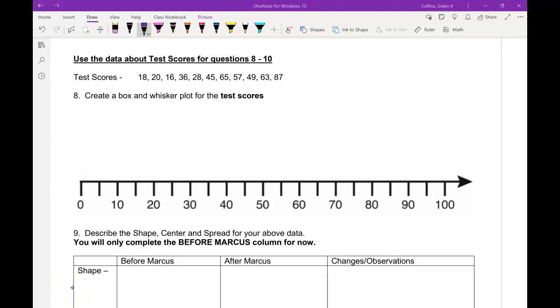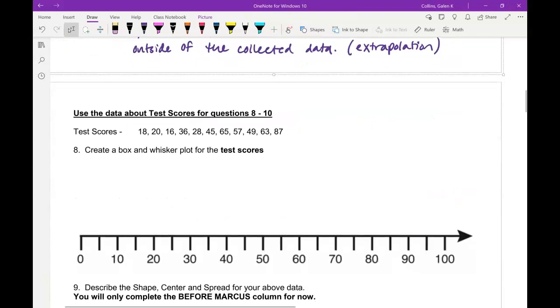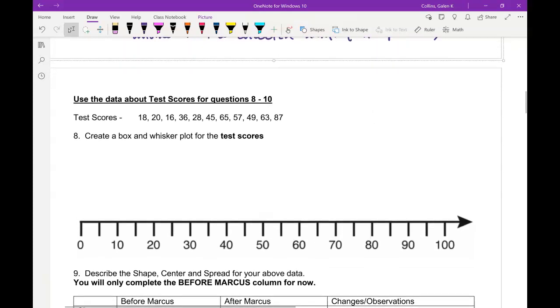So on page 2, we are given some data about some test scores. I'm not sure, are these the same test scores from the front? Oh, yeah, they are. Okay, so I was wrong. I guess we are using that data from the front. So we are now asked to create a box and whisker plot for the test scores.